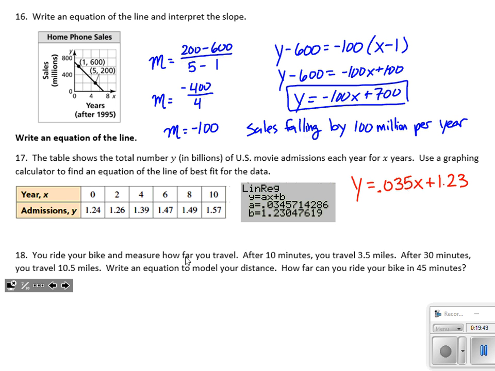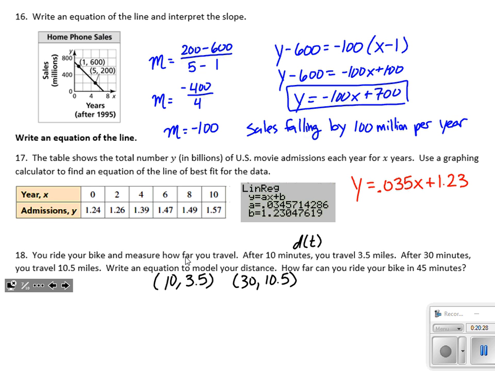All right, then number 18, also writing the equation of a line. You ride your bike and measure how far you travel. After 10 minutes, you've gone 3.5 miles. After 30 minutes, you've gone 10.5 miles. Write an equation to model your distance. Okay, so I want distance to be an output and time to be an input. So I want my line to be some function where distance depends on time as an input. That means I want some points where my input, my time, is the x value, and the output, miles, is the y value. So 10 minutes, 3.5 miles is that data point. 30 minutes, 10.5 is our second point.